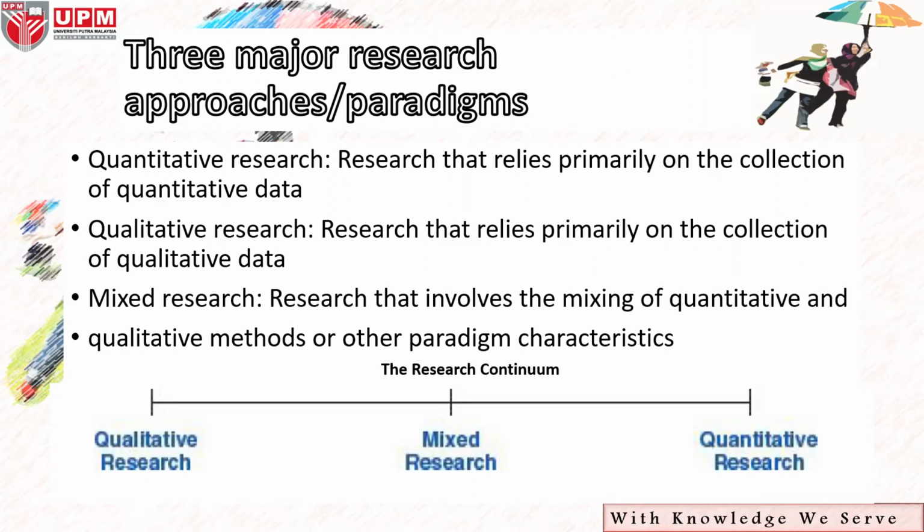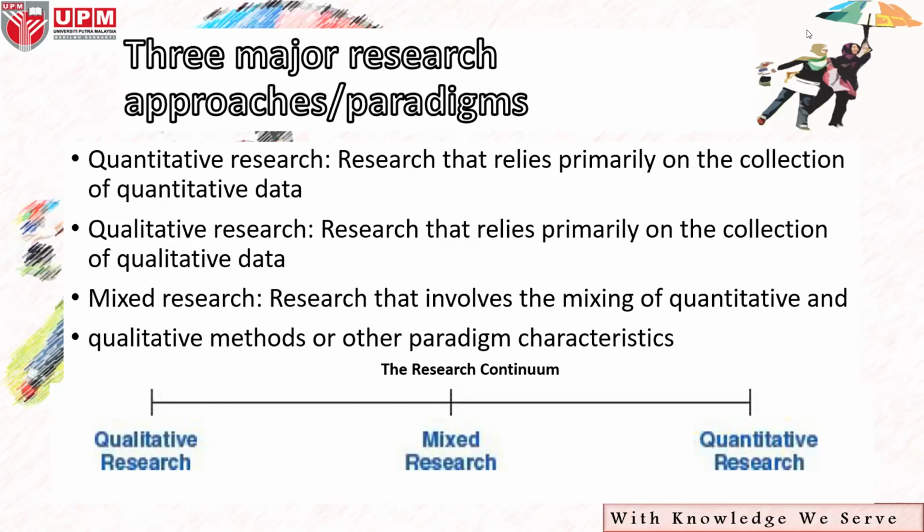Okay, so the first one we have the quantitative research, which is the research that relies primarily on the collection of quantitative data. Okay, itu dia punya general definition. Then the second one we have qualitative research, which relies primarily on the collection of qualitative data. Qualitative, data in wording form. Quanti, data in numerical form. Okay, and then the next one we have mixed method, mixed research. Okay, mixed method.